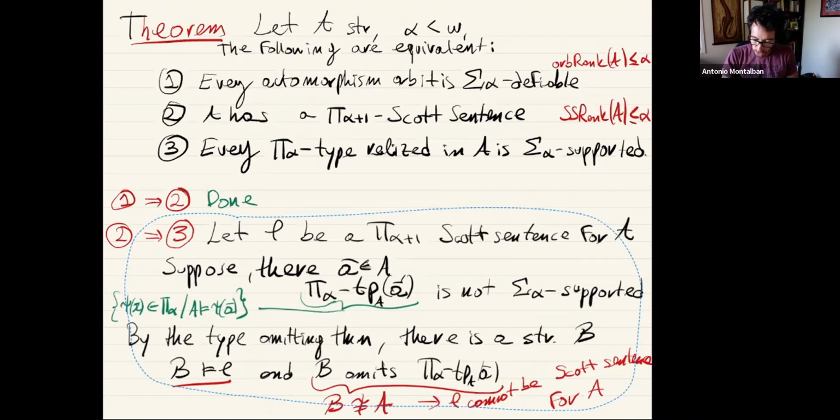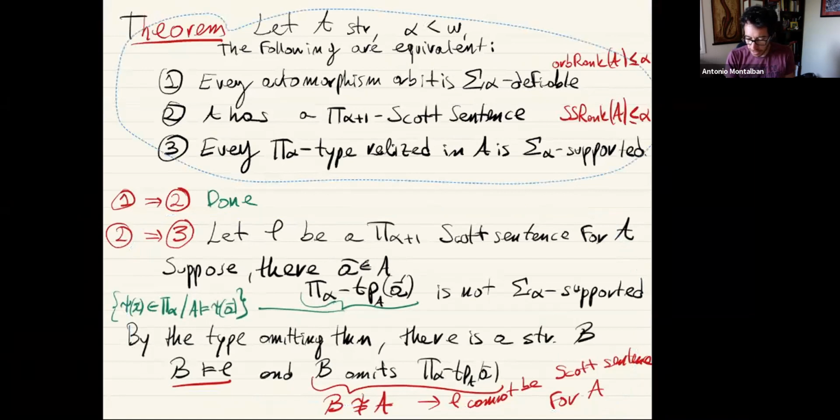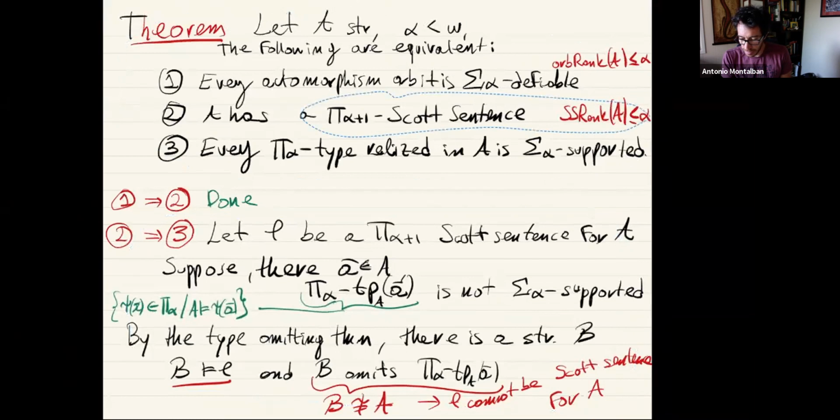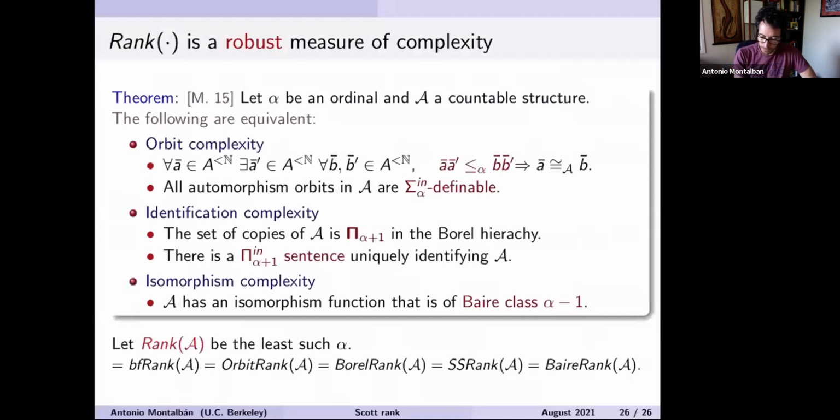Cool. So if you're fine with that, that finishes the proof of this theorem, and that's how you get that the Scott sentence rank is the same as the orbit rank, which is one of the main theorems that we had at the end of that lecture. The orbit rank is the same as the Scott sentence rank.